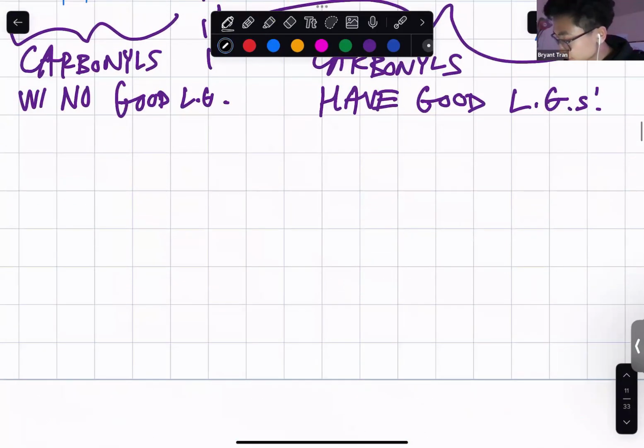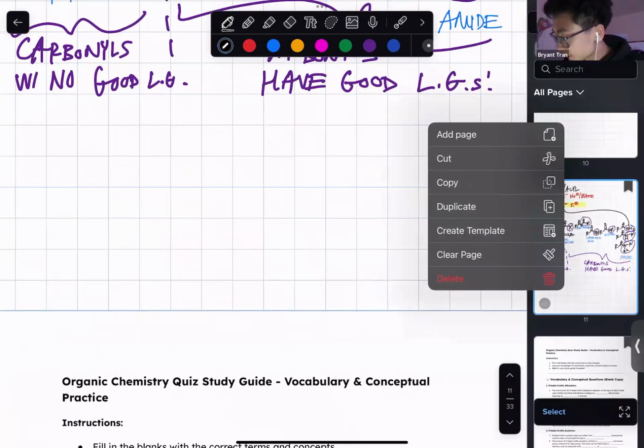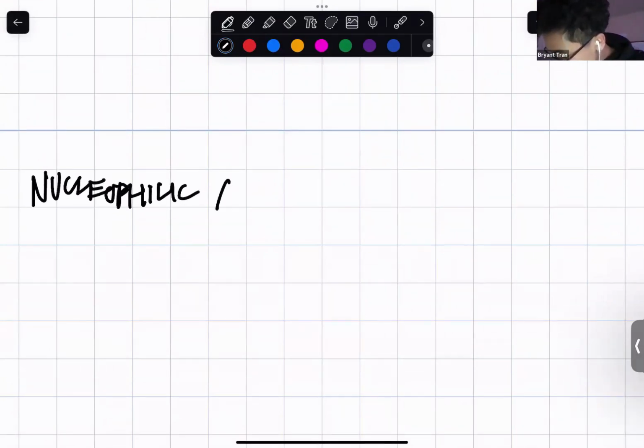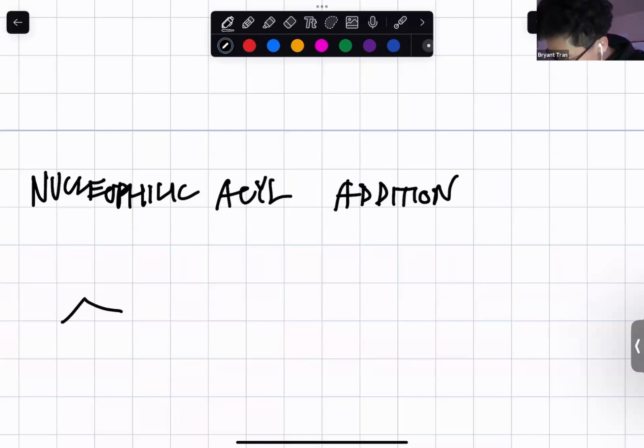And let's call that reaction nucleophilic acyl addition. It's just a fancy name, and I'll show you what that means. Nucleophilic acyl addition. Right, but before I go explain that name, let's just explain this right here.